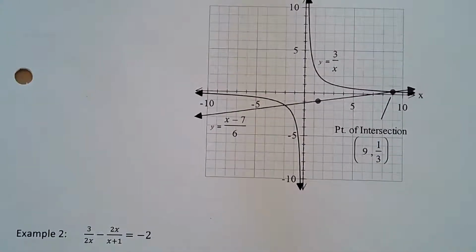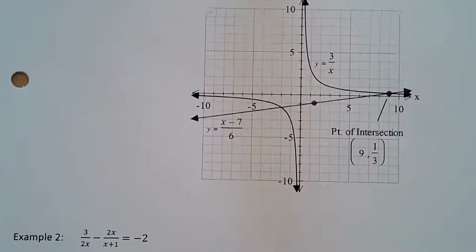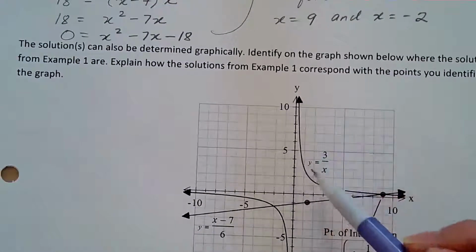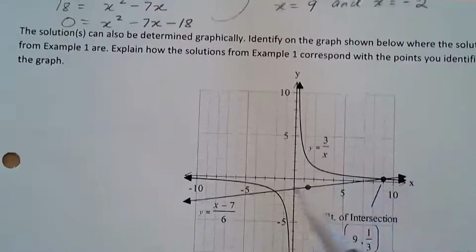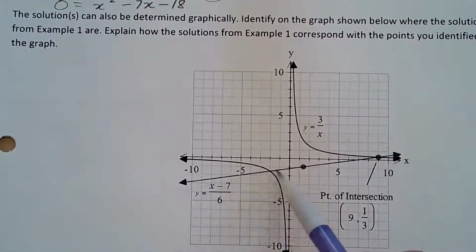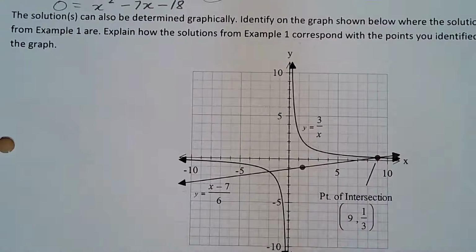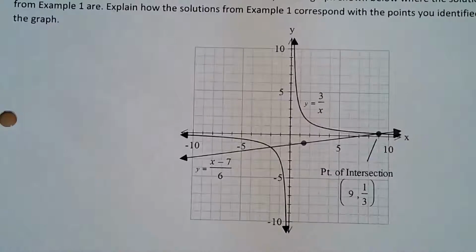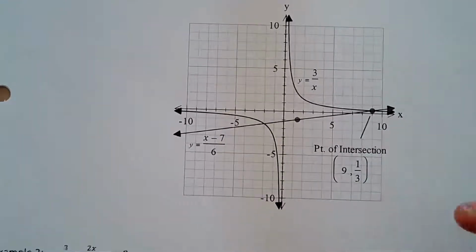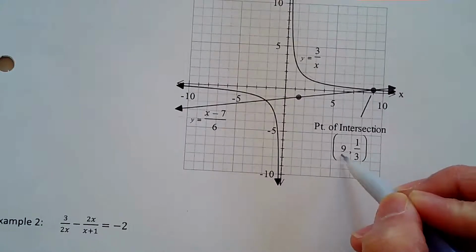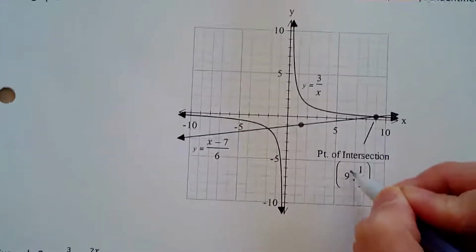What are we solving for? X, right? We're solving for x. So this graph here is y equals 3 over x. And then this straight line over here, that's y equals x minus 7 over 6. Since we did this in two separate graphs, it's a point of intersection. So what is the solution? The solution are the x values, right? This one says 9 and 1/3. Well, the x is 9.